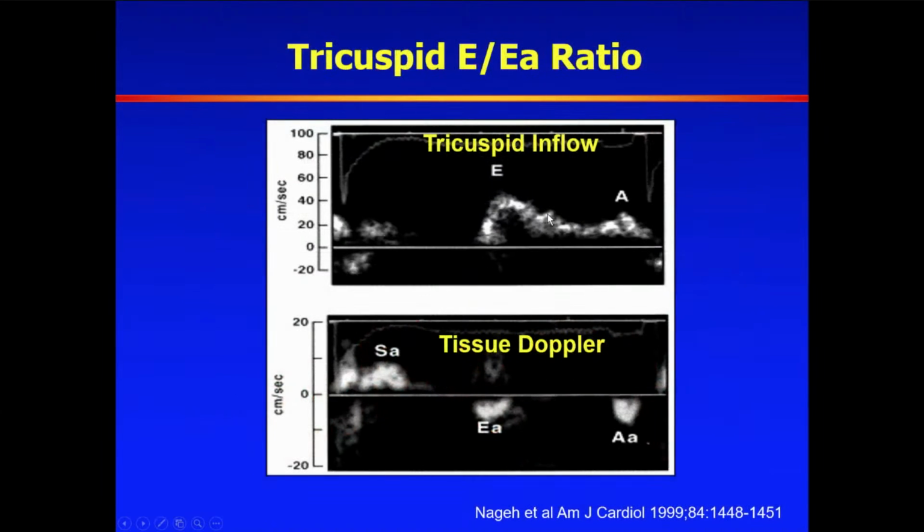Similar to the mitral E to E prime ratio, there is also the tricuspid E to tricuspid annular E prime ratio. A here stands for the annulus. However, since EA is also a symbol for elastance, the preference now is to use E prime as opposed to EA.